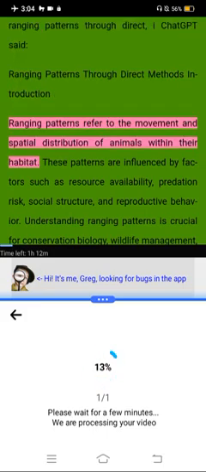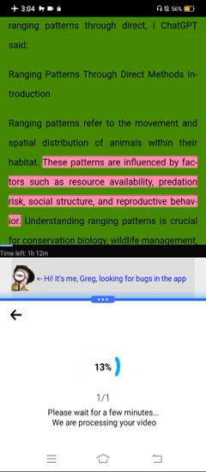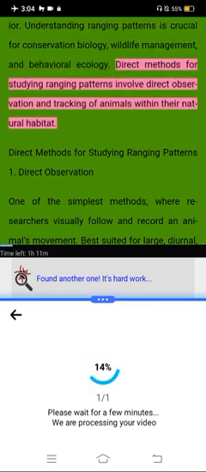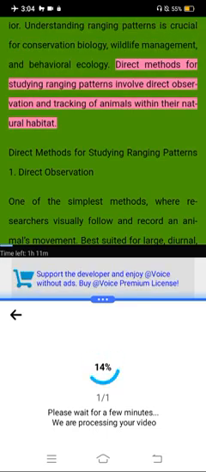Introduction. Ranging patterns refer to the movement and spatial distribution of animals within their habitat. These patterns are influenced by factors such as resource availability, predation risk, social structure, and reproductive behavior. Understanding ranging patterns is crucial for conservation biology, wildlife management, and behavioral ecology. Direct methods for studying ranging patterns involve direct observation and tracking of animals within their natural habitat.